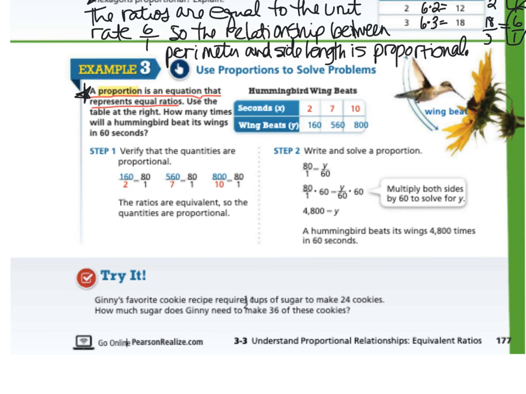So the first thing that we have to do in step 1 is to verify that the quantities are in fact proportional. In other words, we need to verify that this relationship is consistent all the way through. So when I compare those ratios, 160 wing beats in 2 seconds, 560 wing beats in 7 seconds, and 800 wing beats in 10 seconds, we get a common unit rate of 80 to 1, meaning that a hummingbird beats its wings 80 times in 1 second. That's the unit rate.